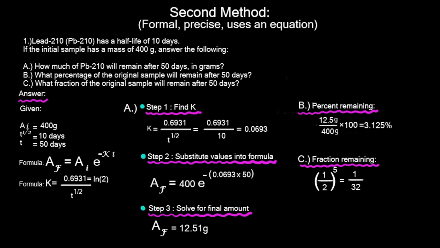For option C, we are looking for the fraction of the substance remaining. Since the sample goes through 5 half-lives, we multiply 1/2 by itself 5 times, giving us 1 over 32. If we divide 1 by 32 and then multiply that by 100, we get 3.125%, which matches our percentage value from option B. So the fraction of the substance remaining after 50 days is 1 over 32.